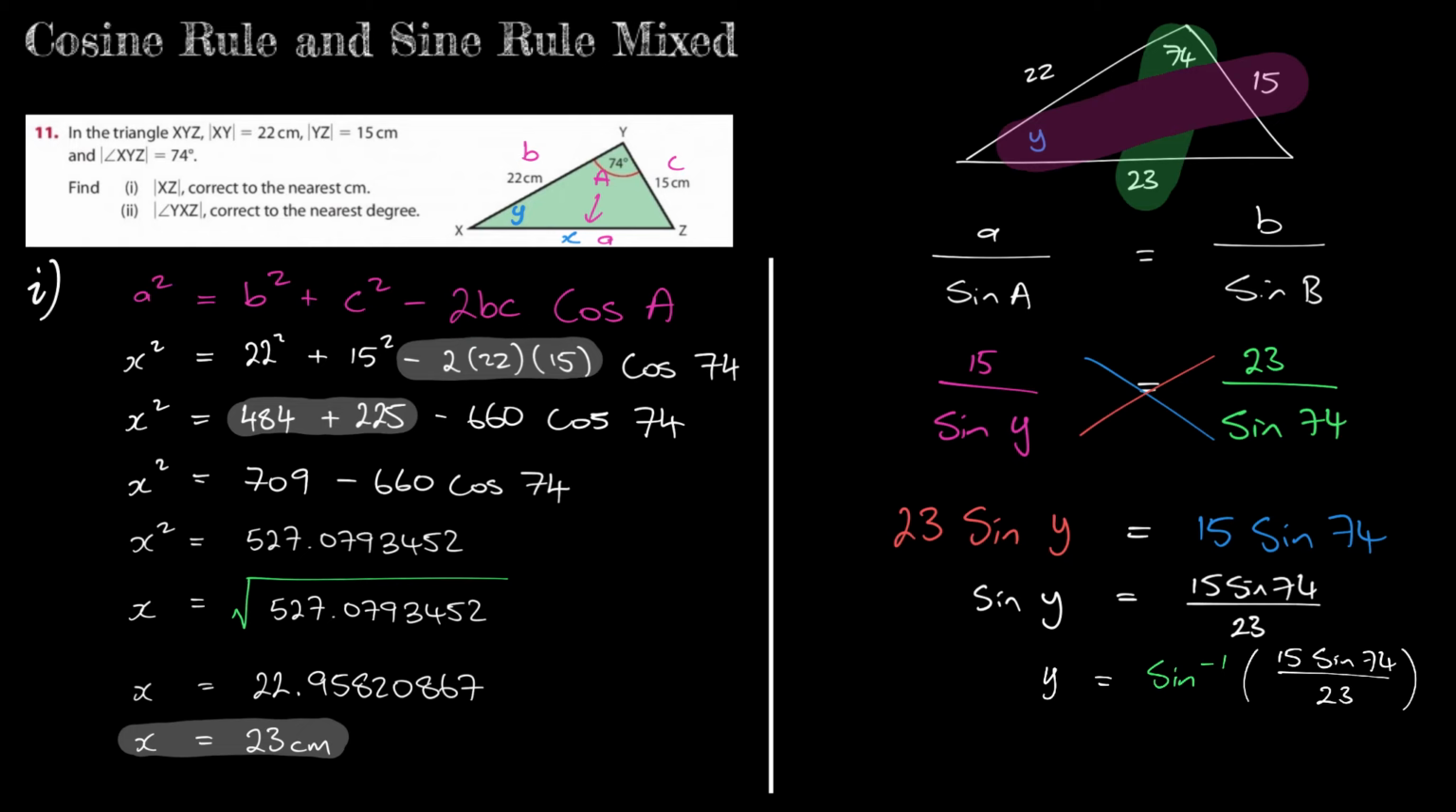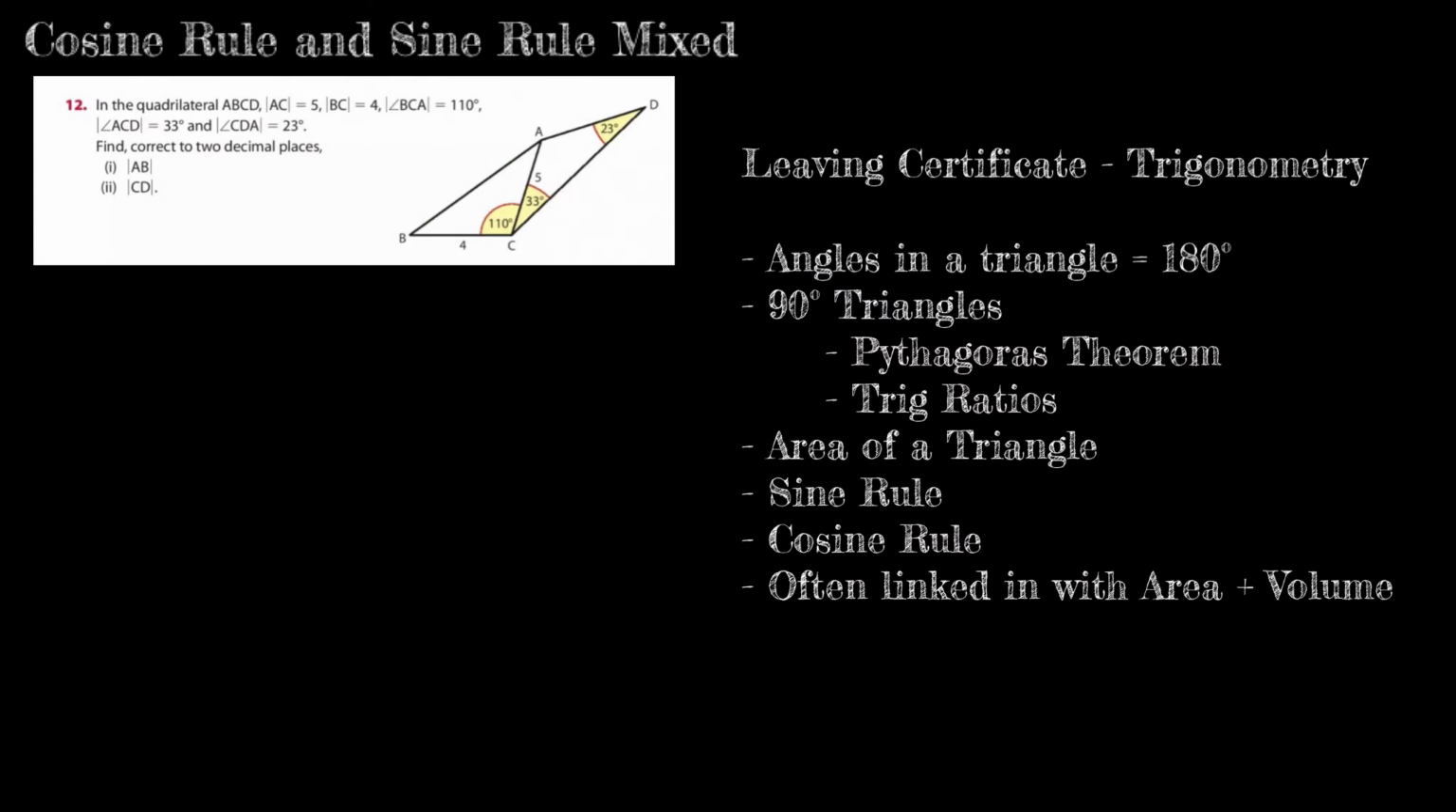If you type that into your calculator, shift sine, then put in your fraction button, put 15 sine 74, close your brackets, all over 23, close your brackets, and you will get an answer of 38 point. So y is equal to 38.8224991. The question asks for correct to the nearest degree, so the answer will be 39 degrees.